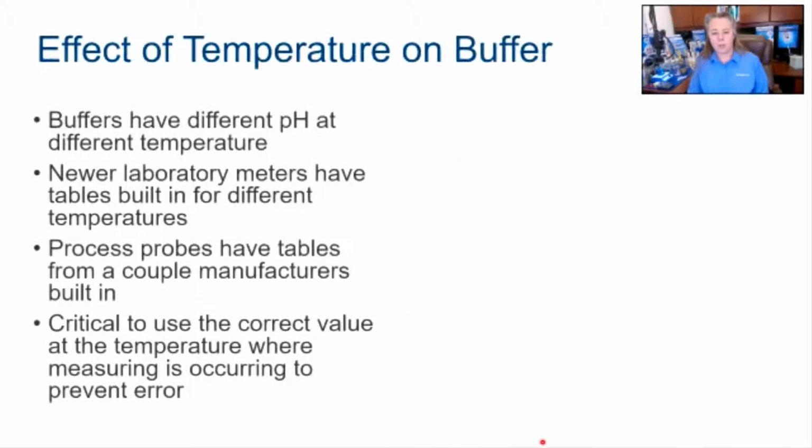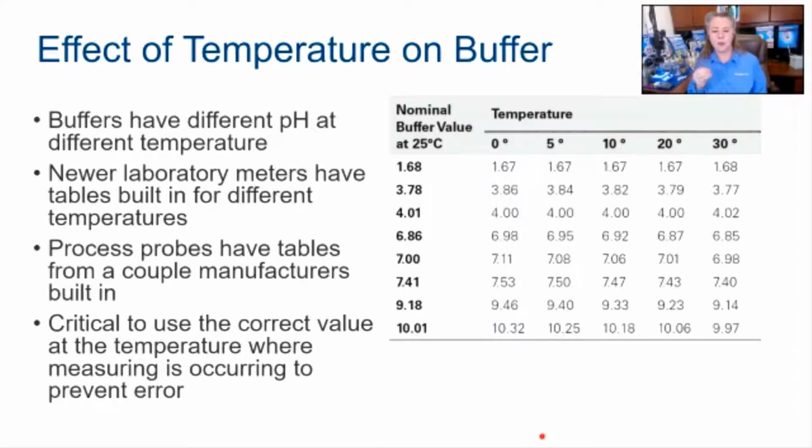Okay. Buffers actually have different pH at different temperatures. Go figure. Newer laboratory meters might have a temperature chart built in, and they might have it in for different manufacturers. So if you tell your pH meter that you are using a Hamilton buffer, it might have that data built into it. If you're using a VWR buffer, it might have that data built into it. If not, you might need to put that data in there.